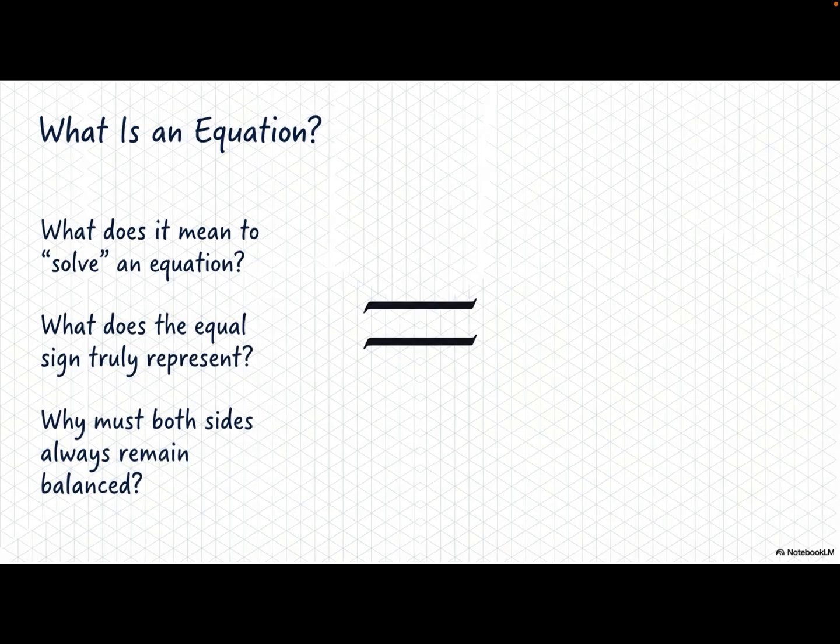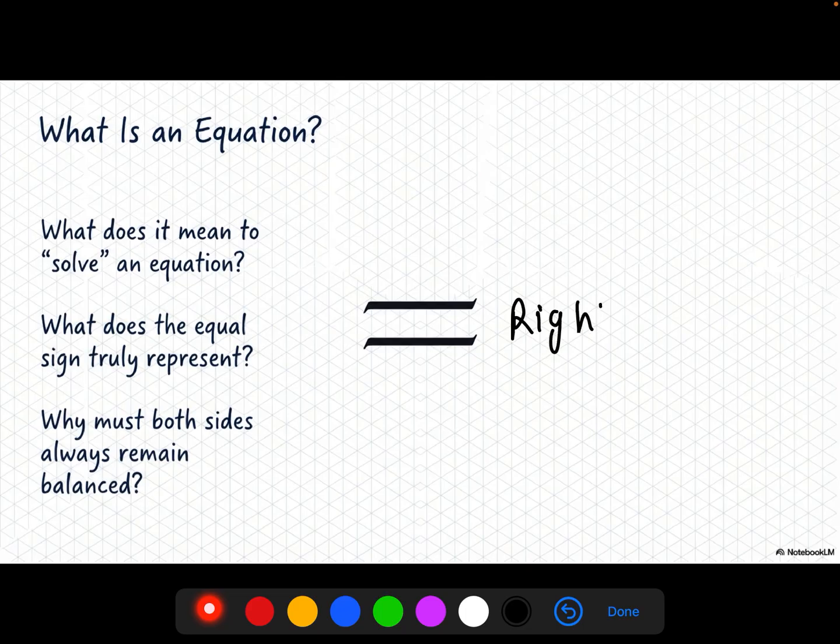So first, what is an equation? An equation is a statement that says the left side has the same value as the right side. That's what the equals sign truly means. Not "the answer is," but "these two sides are equal." So when we solve an equation, we are not guessing, we are finding the value that makes both sides balanced.